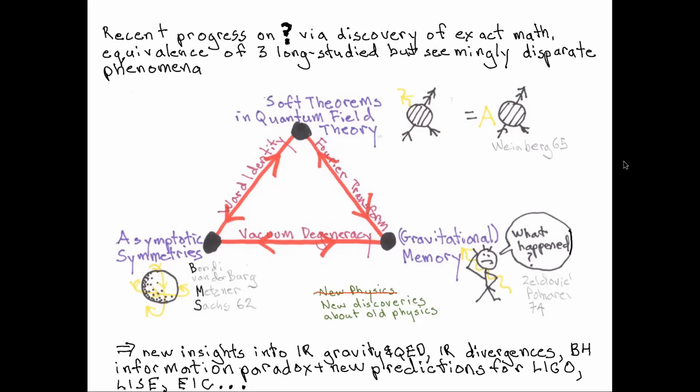The so-called soft theorems in quantum field theory, which are really even older than Weinberg in 1965. And they're a property of Feynman diagrams in quantum field theory, and they're employed mostly in computing cross sections in colliders. Well, in any application of quantum field theory, you need to understand them.